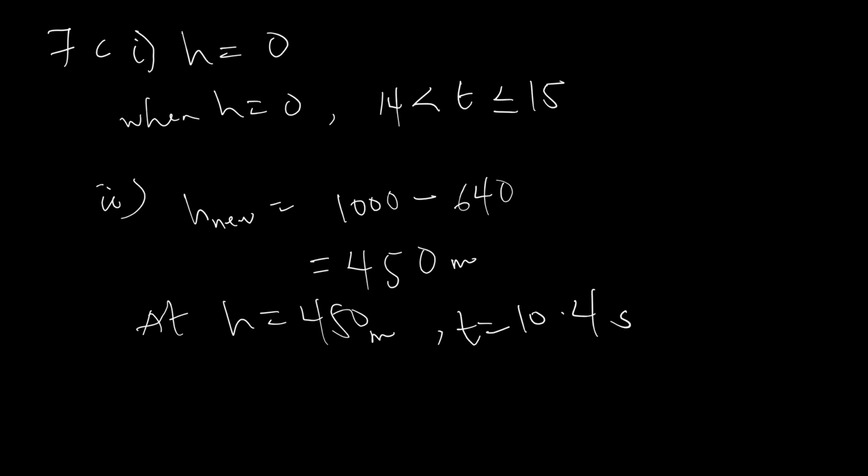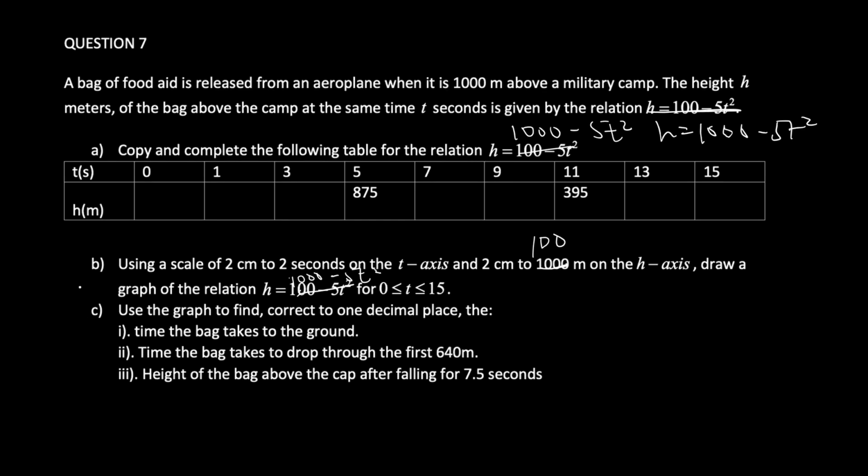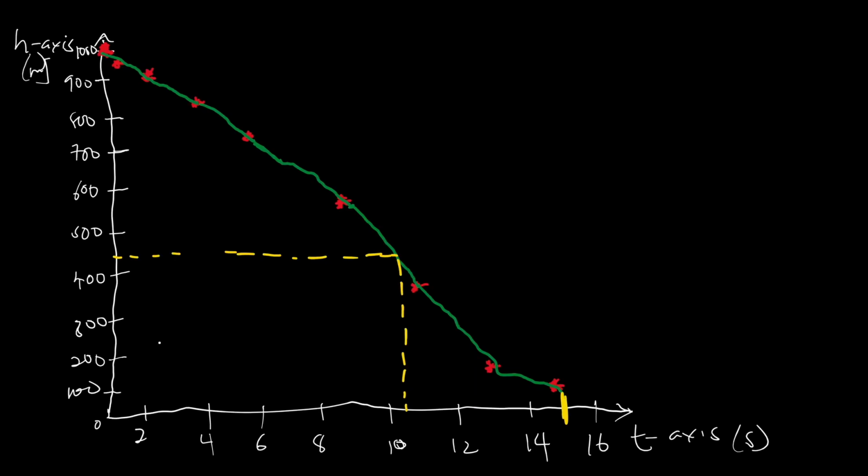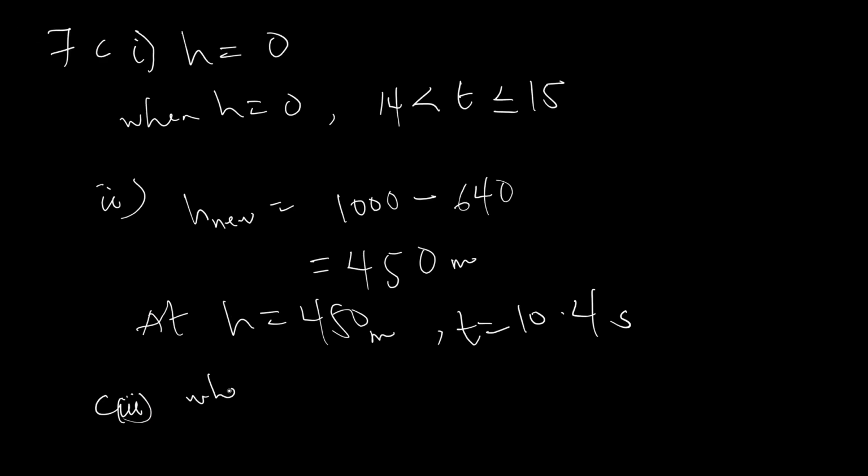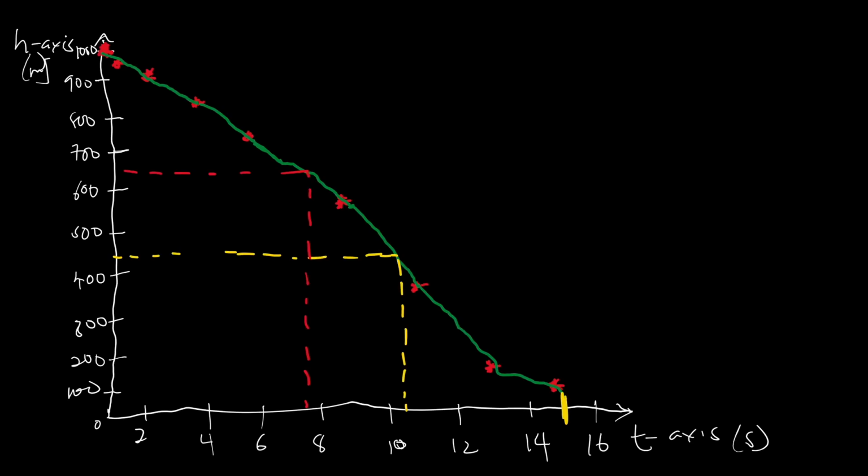And then III. So CIII. Height of the bag above the camp after falling for 7.5 seconds. So 7.5 seconds should be somewhere here. So that will be around 650 meters. So when t is equal to 7.5 seconds, h will be equal to 650 meters.